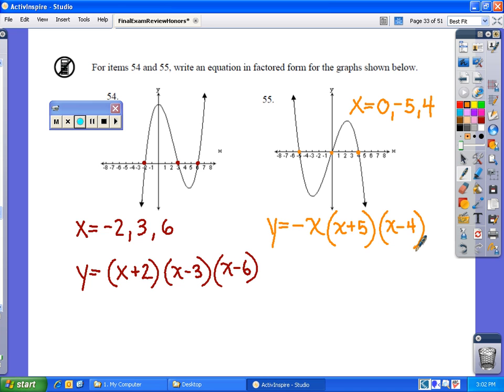Again, notice that the zeros, or these x's that we have up here, are the numbers that make these factors equal to 0.